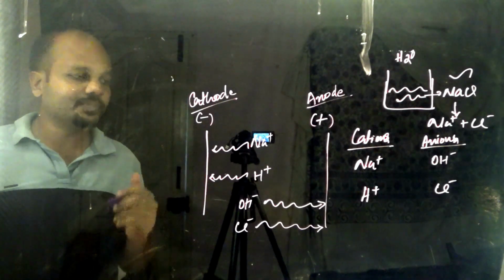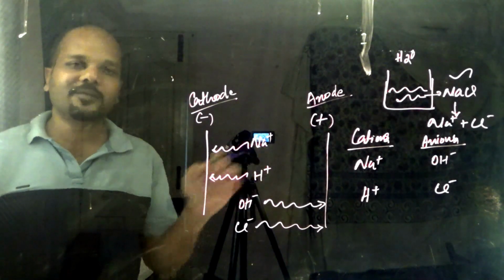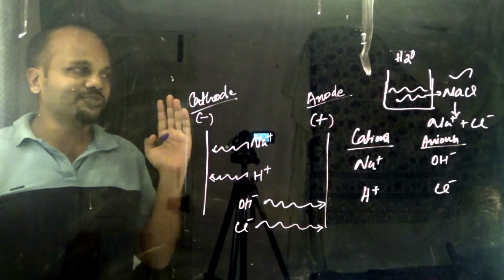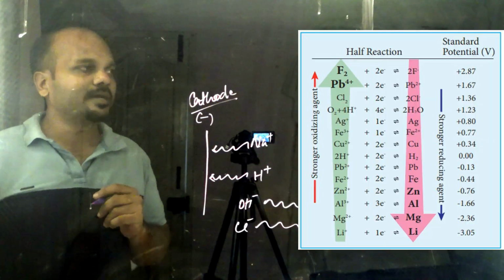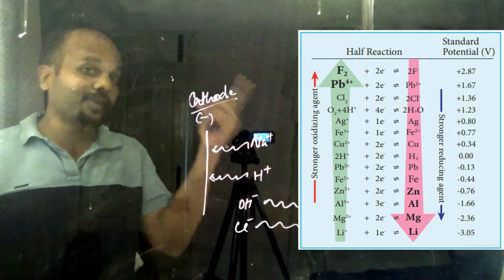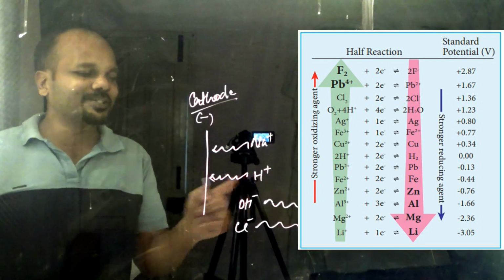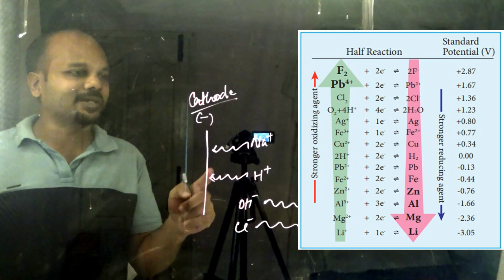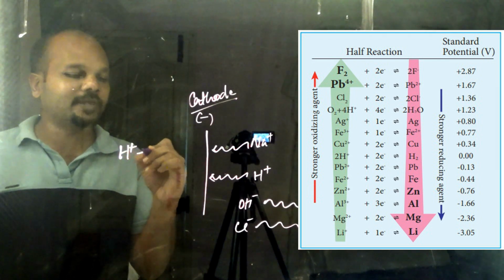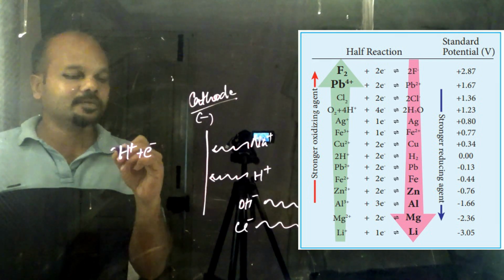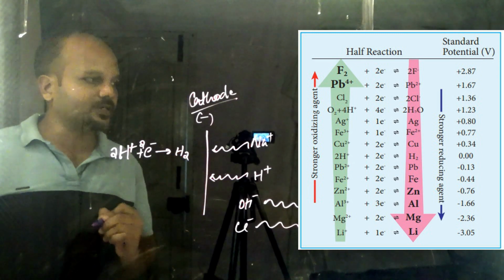See the Na+ and H+ again. You know very well that once you see the electrochemical series, Na+ is more reactive than H+, so obviously it will remain in the solution. What shall happen at the cathode is that H+ will accept electrons: 2H+ plus 2 electrons forms H2, hydrogen gas.